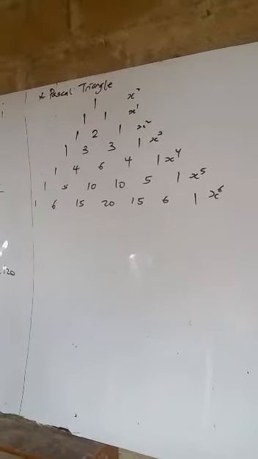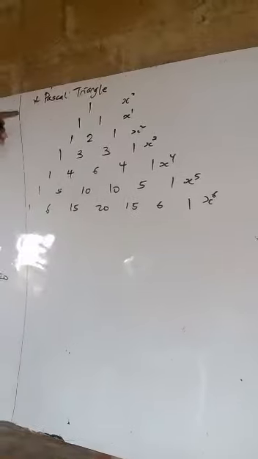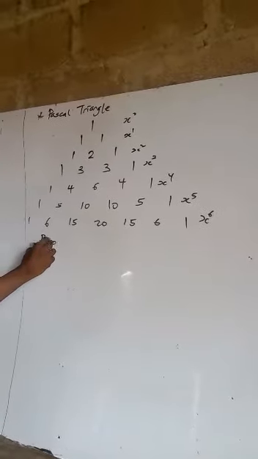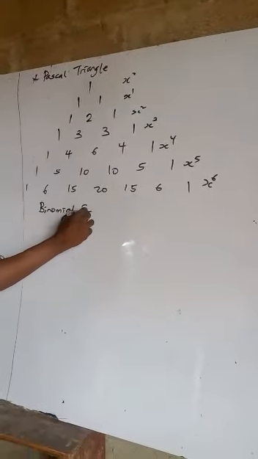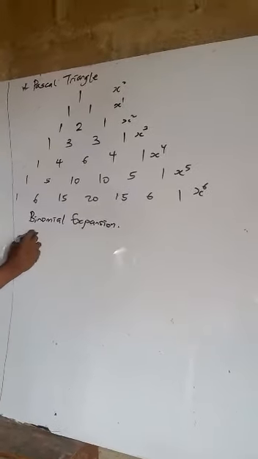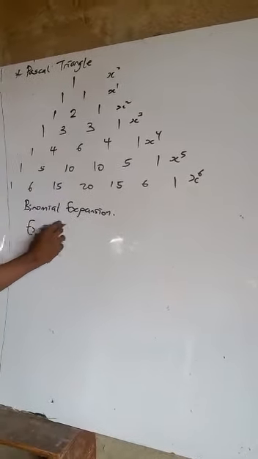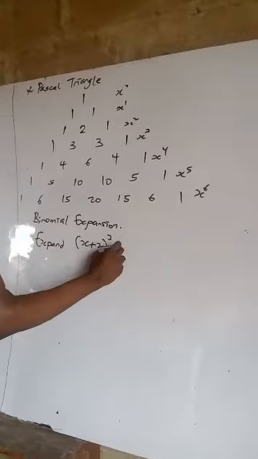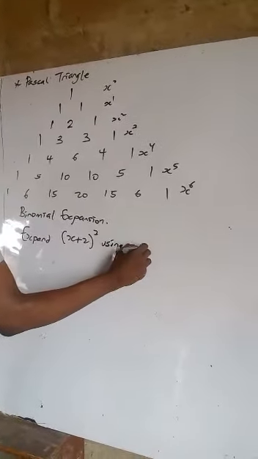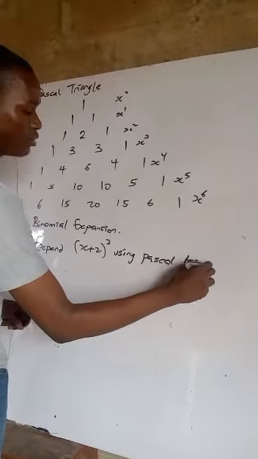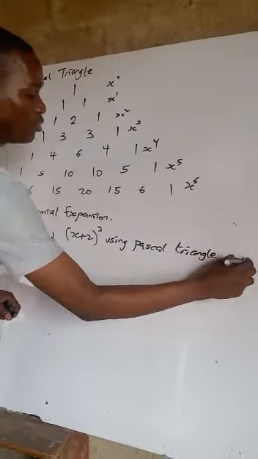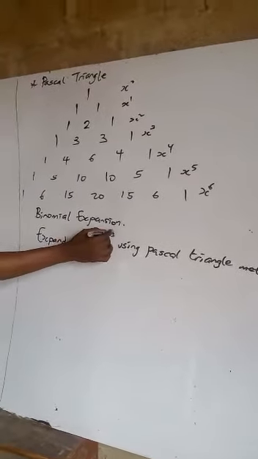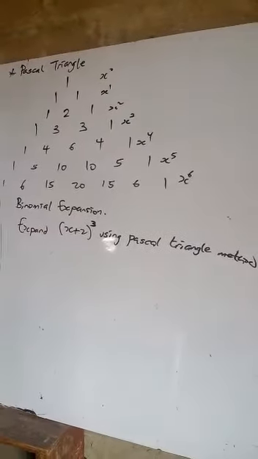So now let's take an example. Now, like I said, this Pascal triangle will lead us to how to go about binomial expansion. Now let's do binomial expansion. And it says expand x plus 2 all raised to power 3 using Pascal triangle method. Like I said, you can still use combination method. You see that the power is something you can easily do. If it is something higher than this, maybe 9, 10, then you should be using combination method.